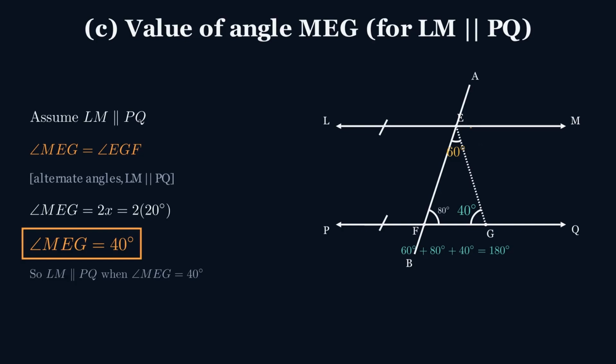In the figure, you can see the angle MEG and its alternate pair, angle EGF. These two angles must be equal for LM to be parallel to PQ.